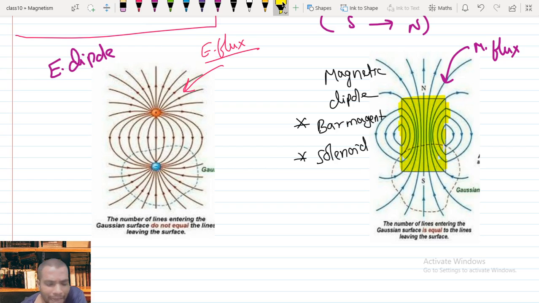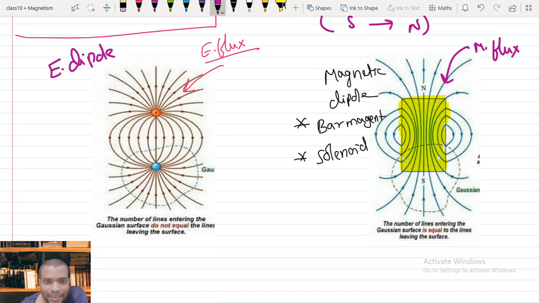And the number of field lines gives the flux density. Same sentence in both the cases: magnetic flux density and electric flux density. If the number of field lines is more at a point, the electric field strength is more in electrostatics. Similarly, in magnetism, where the number of magnetic field lines is more, the magnetic strength is more. So that's the reason magnetic strength is more at the poles.